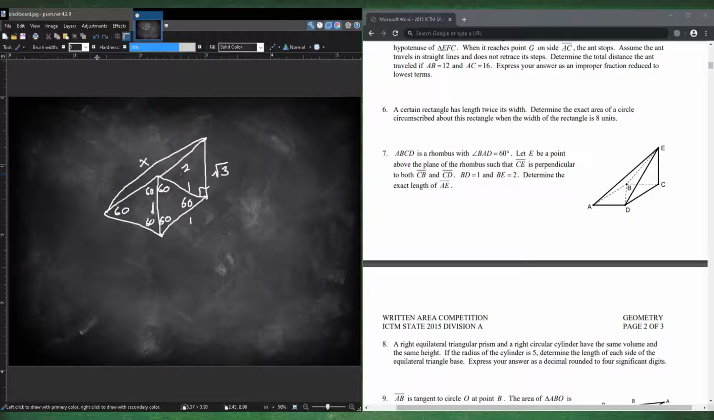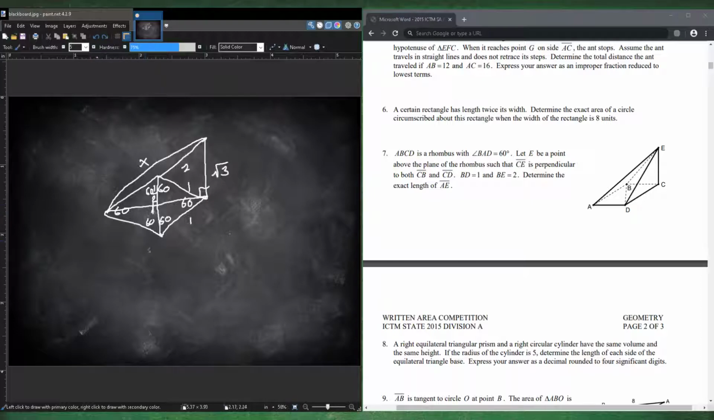Okay, so we got one of the lengths. Now we need to get this length. So if we cut this right here, we know this is length 1, right? So if this is length 1, then basically this length bisects it, so both of these are length 1/2.